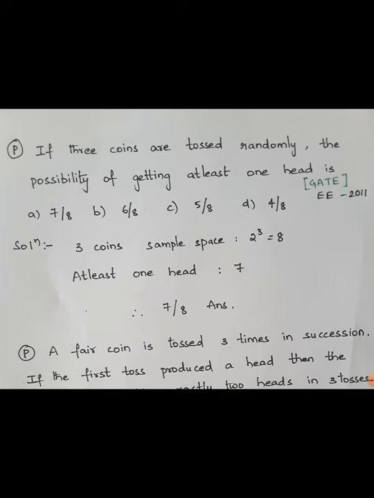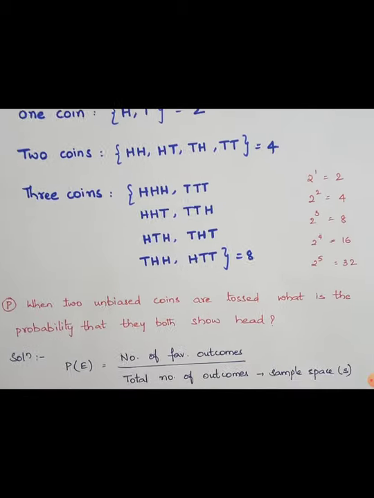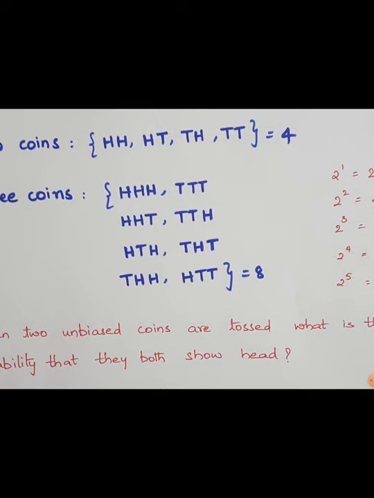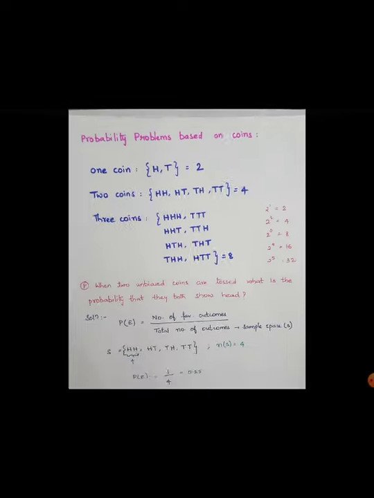You can even check the various combinations. With 3 coins, see here, at least one head: HHH, HHT, HTH, THH, TTH, THT, HTT. So except for the tail, tail, tail combination, I have at least one head in all the other combinations.